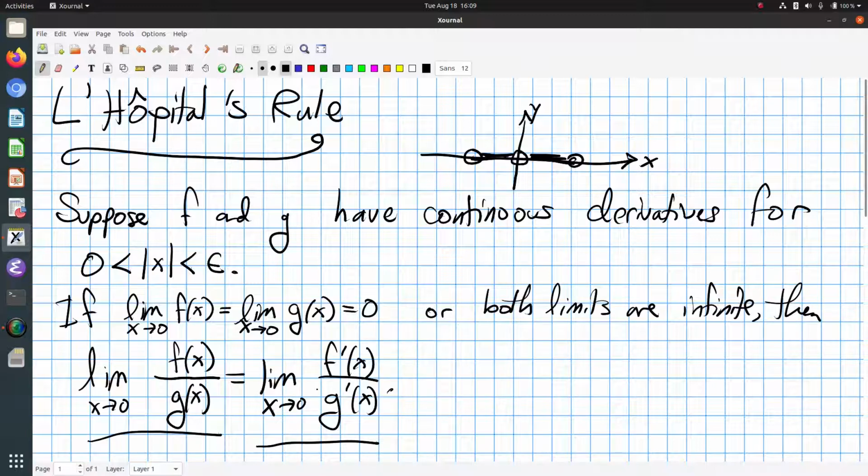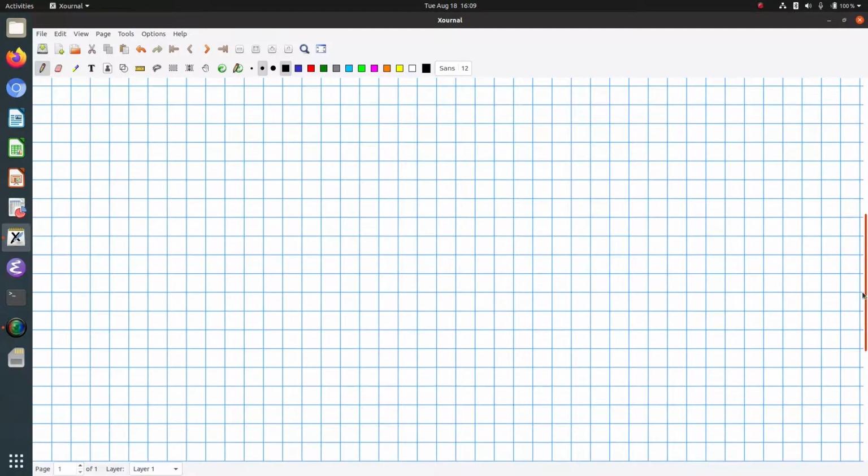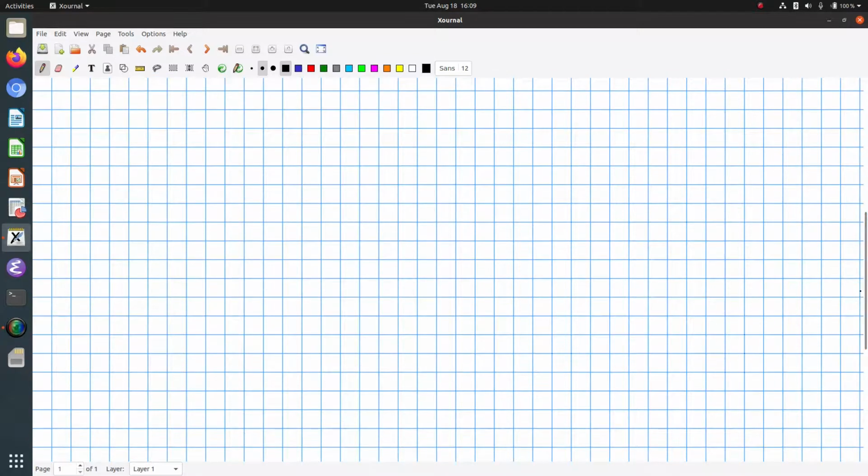So L'Hopital's rule crops up in a bunch of places. One of the quickest, most standard applications is something called the sinc function. So let's take a look at what that is. So this is the sinc function, S-I-N-C. This shows up a lot in digital signal processing.